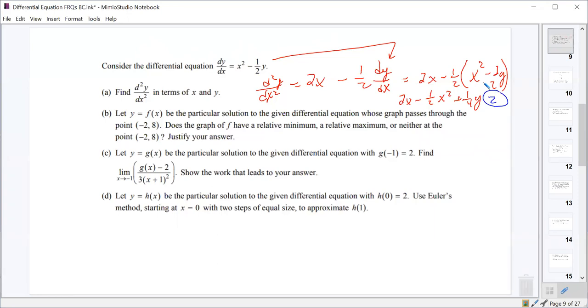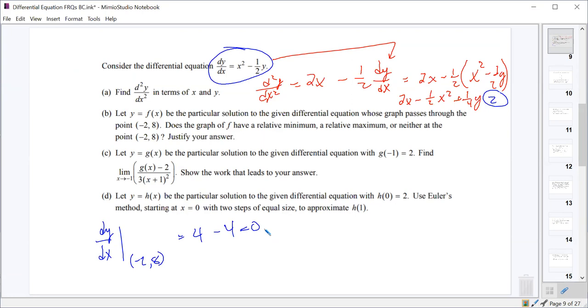All right, part B, we got y equals f of x is the particular solution to this differential equation. It passes through -2, 8. We want to know, does f have a relative min, max, or neither at -2, 8? So the first thing we'll need to do is see if the derivative equals 0 at the point -2, 8. Because if the derivative isn't 0, then you don't have a critical value and you can't have a min or a max. So it would be neither. So at -2 for x, that's going to be 4. And then minus 1/2 of 8 is also 4. So it could have a max or a min.